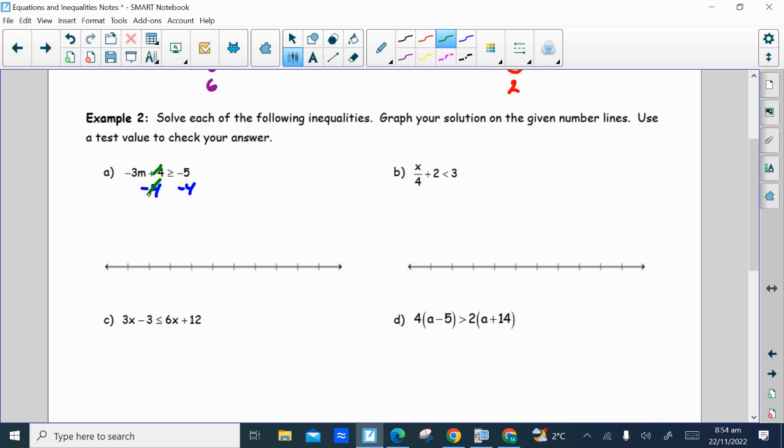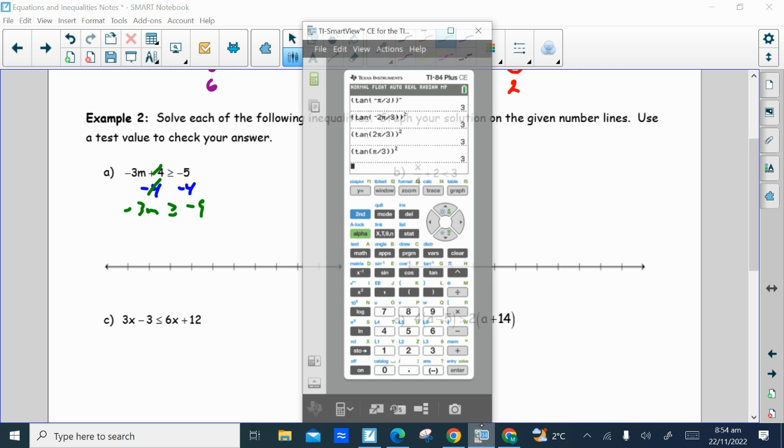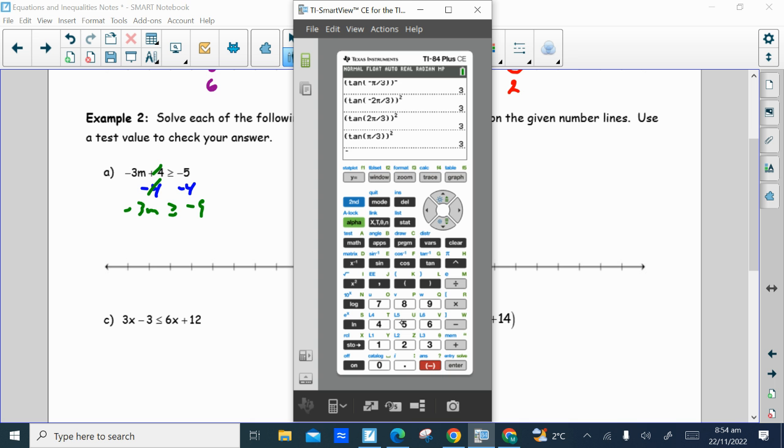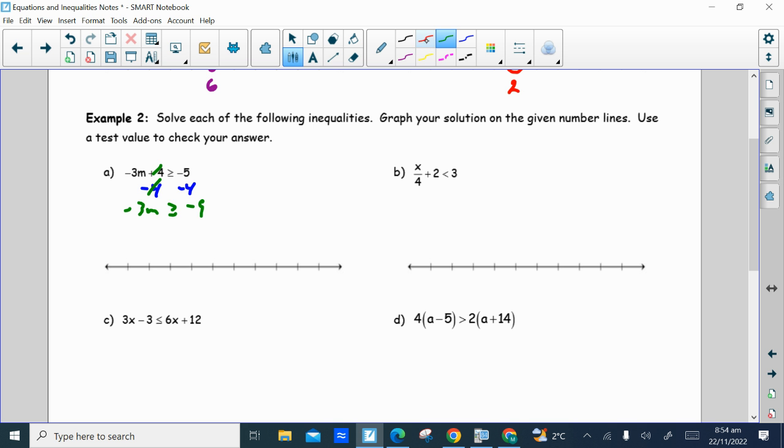So on the left side, the 4 minus 4 cancels. I'm left with negative 3m on the left, greater than or equal to negative 5 take away 4, which is negative 9. And again, if you're still having problems with integers, use your calculator. And now we need to divide both sides by negative 3.